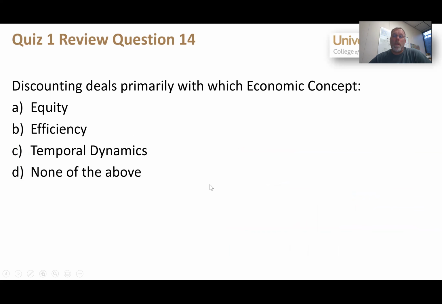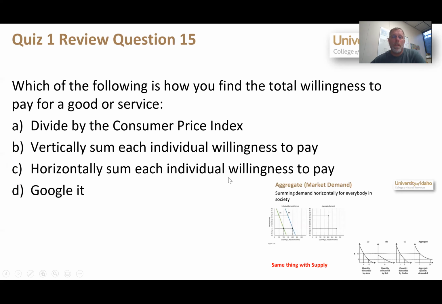Discounting deals primarily with which economic concept? Is it equity, efficiency, temporal dynamics, or none of the above? The answer here is temporal dynamics. When we're looking at things across time, we need discounting to be able to look at them within a consistent framework at one point in time.